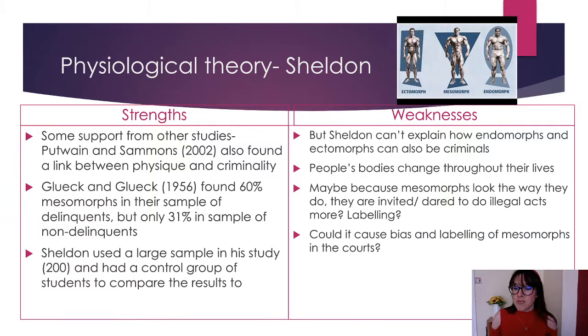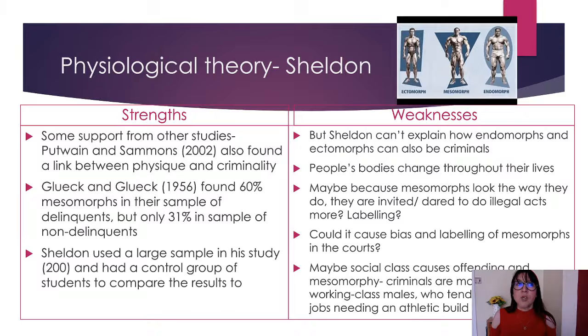Could it cause bias and labelling of mesomorphs in court as well, so they look a certain type, so that bias is there? And certainly as well the way that the media or the newspapers, for example, put those labels on people, so they call them certain things based on the way that they physically look, and therefore we start to get that labelling society and culture there.